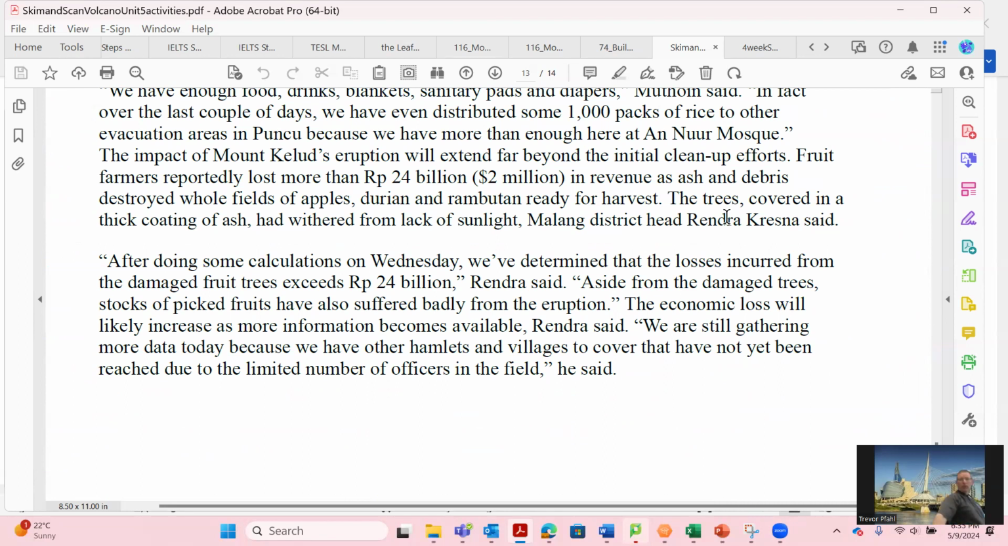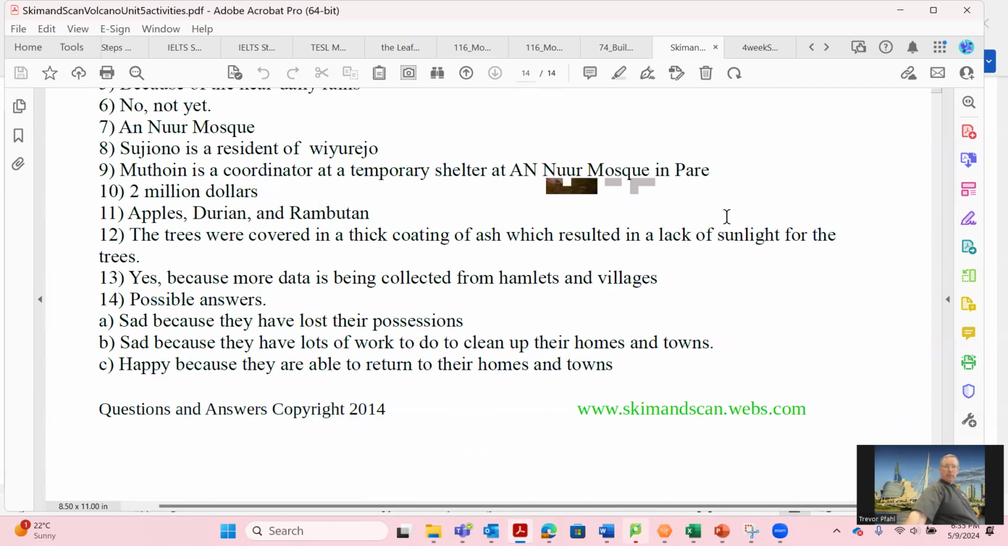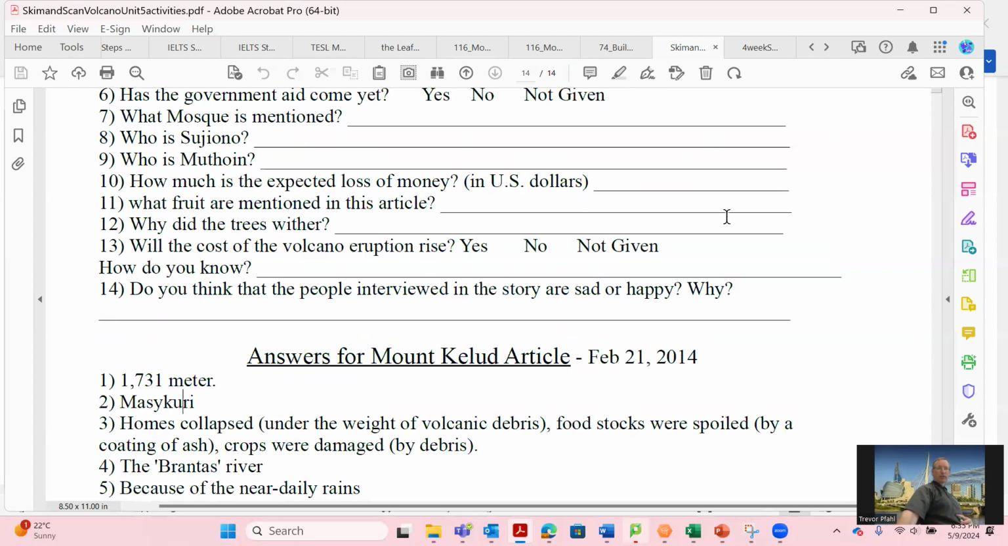Okay, so when I'm looking at the answers, why did they wither? If you just said lack of sunlight, that's fine. But the reason the sun wasn't hitting them was because the ash was like a coat over them, so the sun couldn't penetrate. On an exam, if you just said lack of sunlight, that would be okay, because that's the situation. Any other questions or answers from some of those?